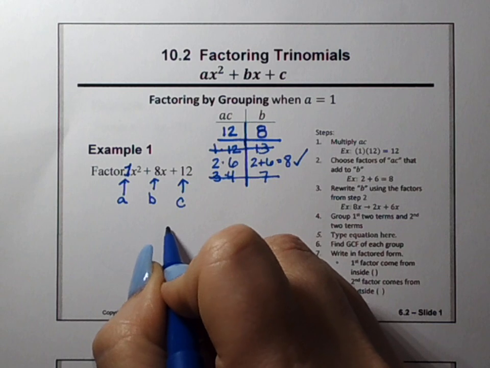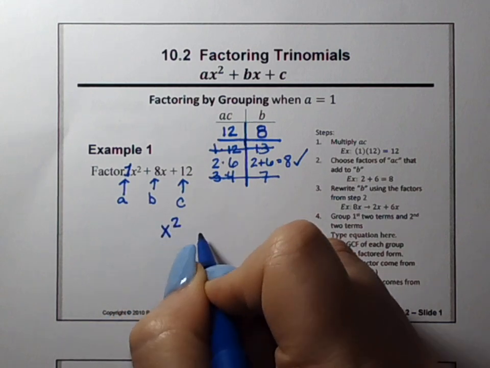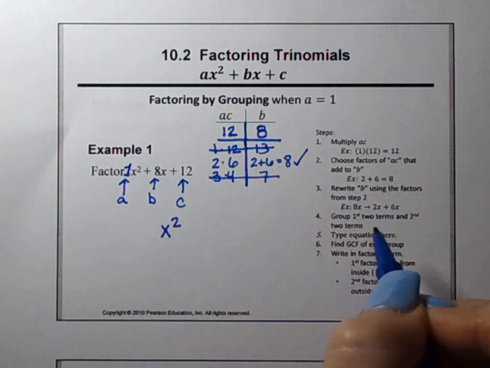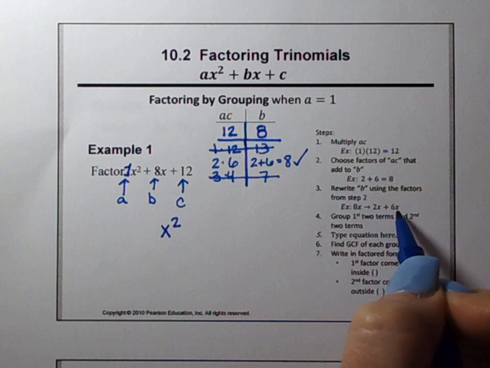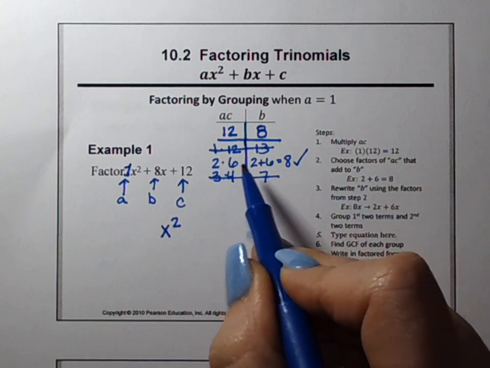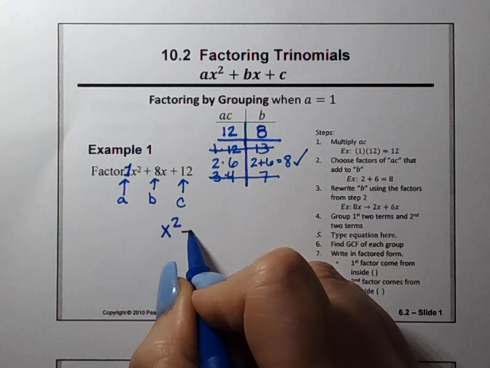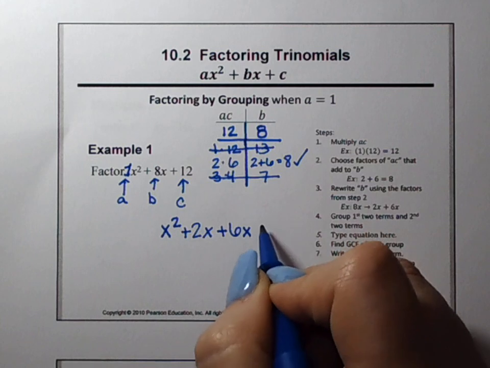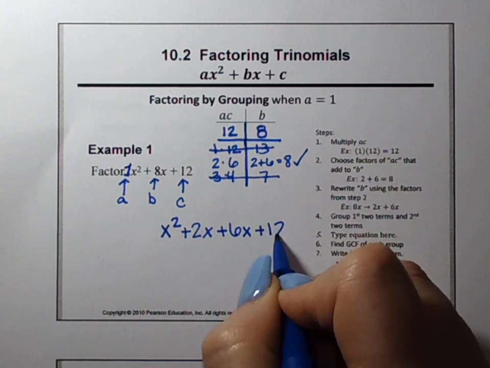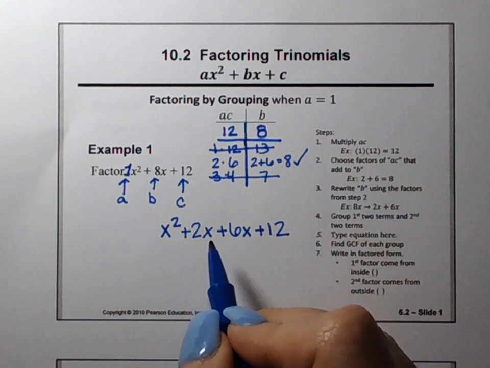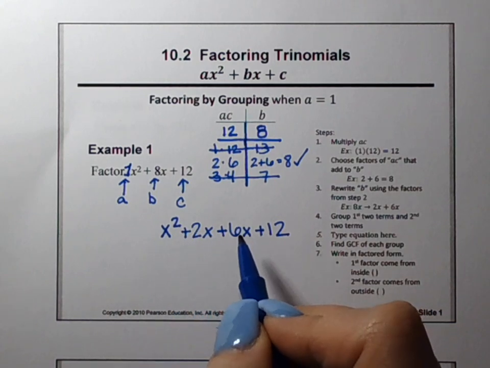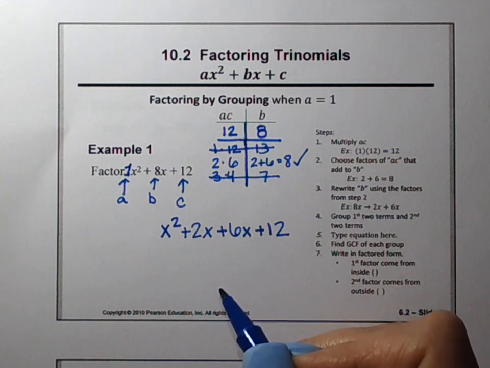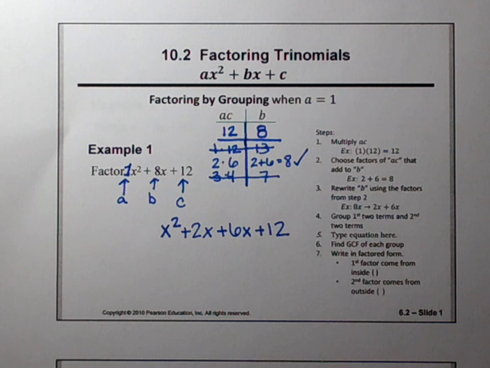So we've got x squared, and then to rewrite this b, the center term, instead of writing 8x, we are going to write it as 2x plus 6x, because those are the two factors that we chose that worked. It's a positive 2x and a positive 6x. And then we've got to add our c. Now we could have written this as plus 6x plus 2x, so that order doesn't necessarily matter. It just might make the next step a little bit more simple as we get better at it.